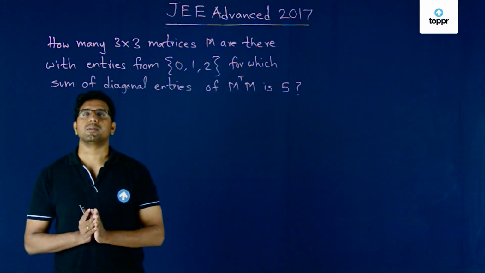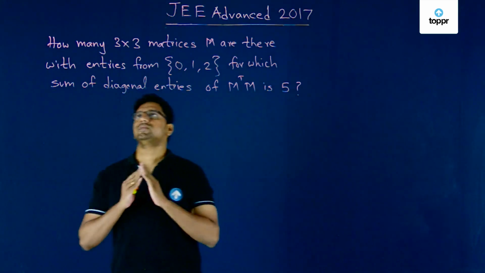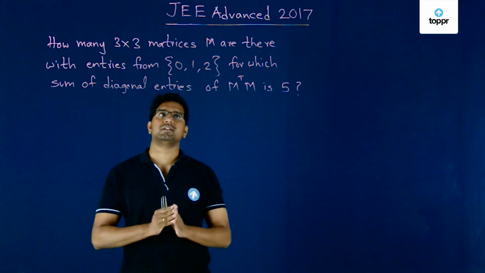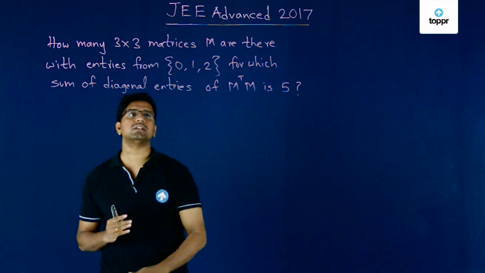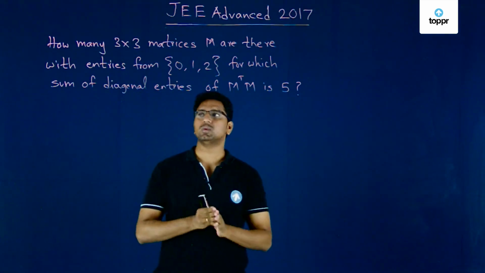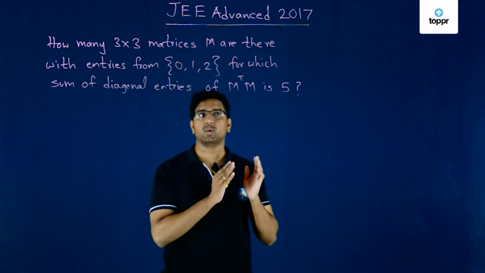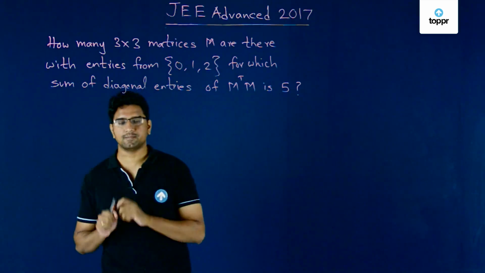So here is another problem from JEE Advanced 2017, wherein it is asked how many 3 cross 3 matrices M are there with entries from this finite set consisting of the elements 0, 1 and 2, for which the sum of the diagonal entries of M transpose M should be equal to 5.